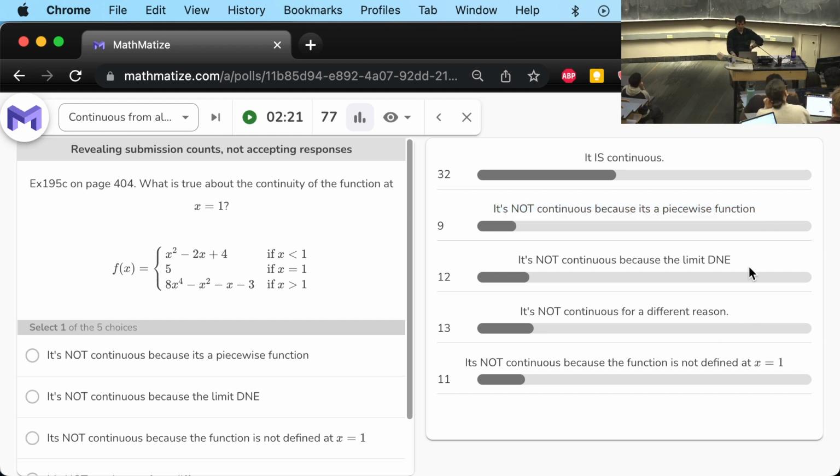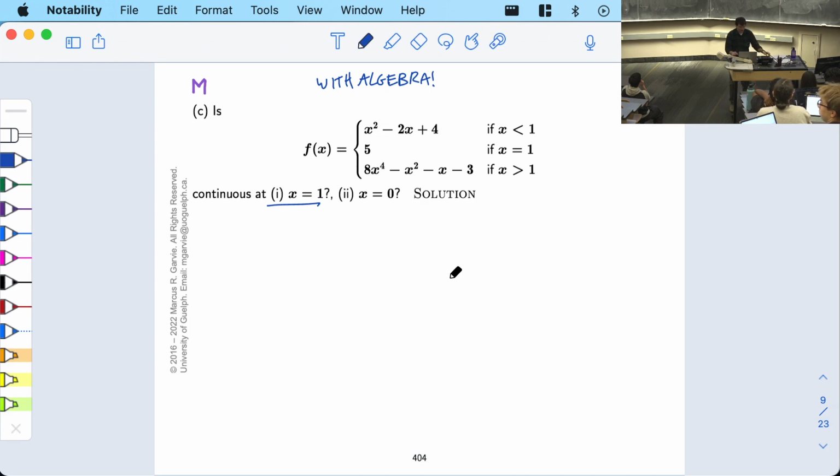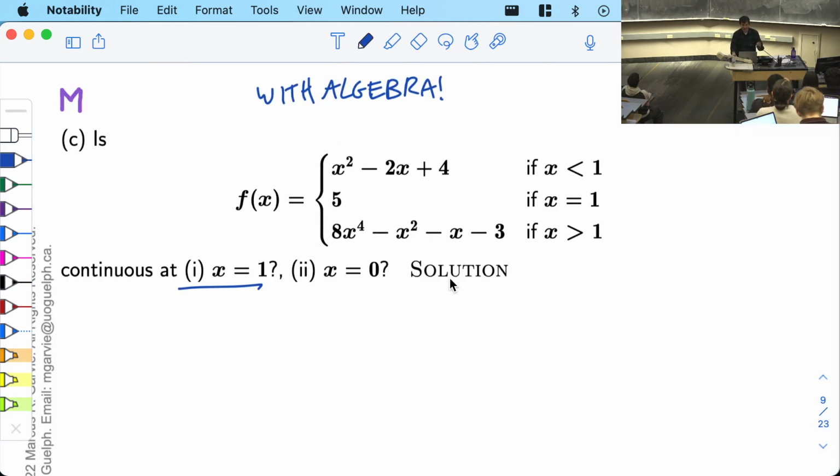So it could be that the limit does not exist. It could be another reason. Let's start working on it a bit. I'll give you a chance to revote after we do a little more work. What I want to do first, before I let you revote, is calculate the limit as x goes to 1 of f of x. Because really, checking if something is continuous is checking if two values are equal. One of the values is 5. The other one is the limit.